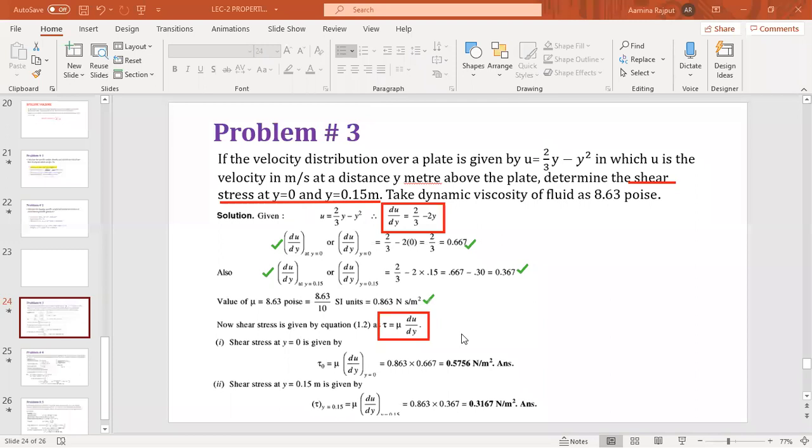So once the given data is written and the values are computed in the required system of units, you can determine the shear stress tau naught at y is equal to 0: dynamic viscosity into du over dy, the rate of shear strain, 0.667, and for y is equal to 0.15, this time the value would be 0.367, so you get the shear stress. So you can basically see that as the distance increases, the shear stress value has reduced.